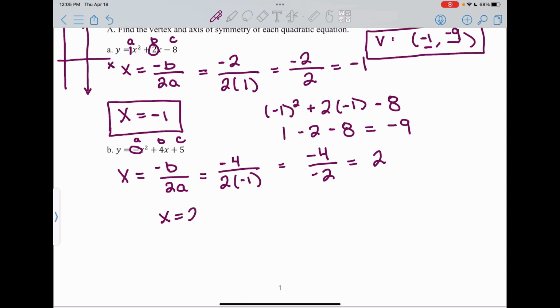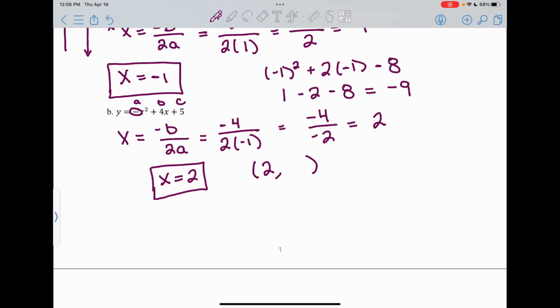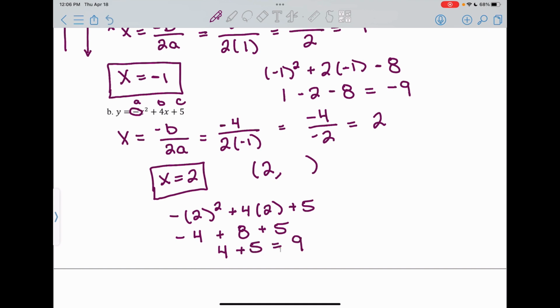And so my axis of symmetry is the line x equals 2, which means my vertex goes through the x value of 2. And to find its corresponding y value, I need to plug in 2 to my equation. So I'm plugging in 2 for every single x. Make sure when you plug in the 2 for that first x squared that the negative is on the outside. 2 squared is 4, and 4 times 2 is 8. Negative 4 plus 8 would be 4, plus 5 gives me 9. So my vertex will be at the point 2, 9.